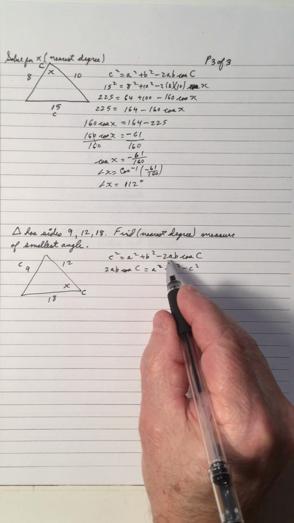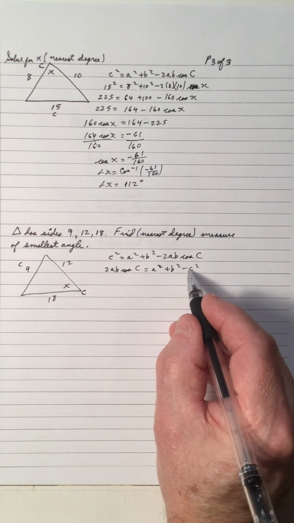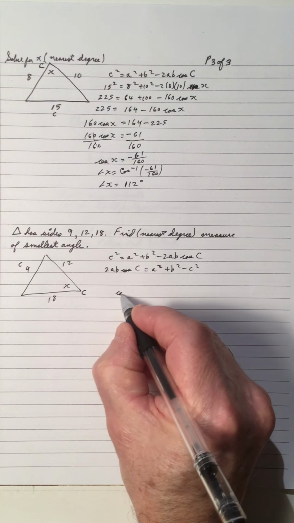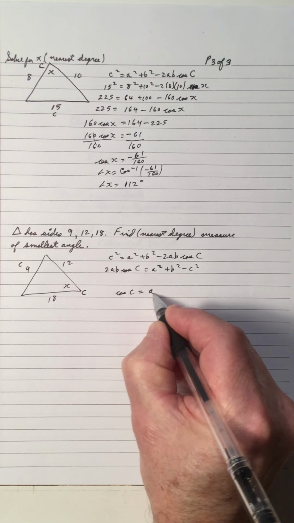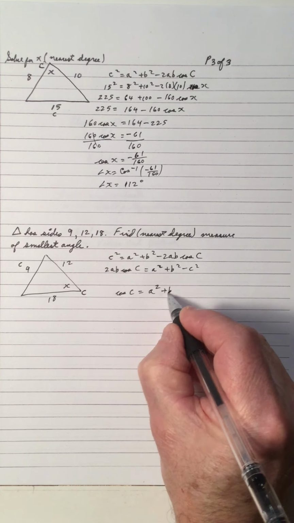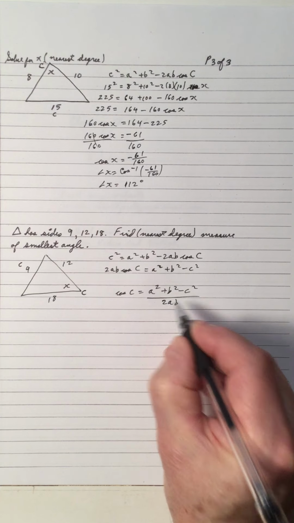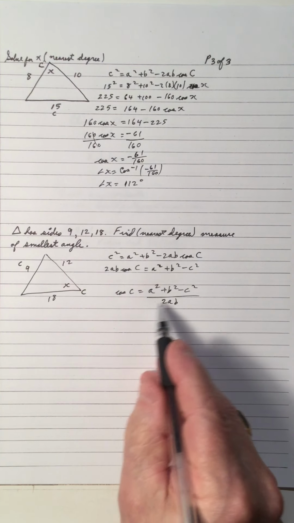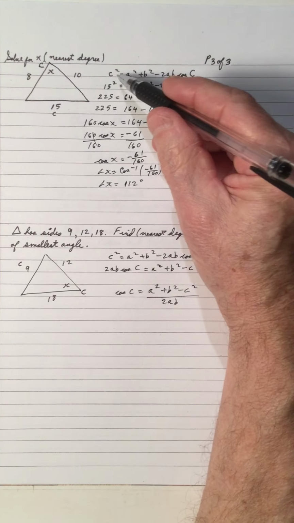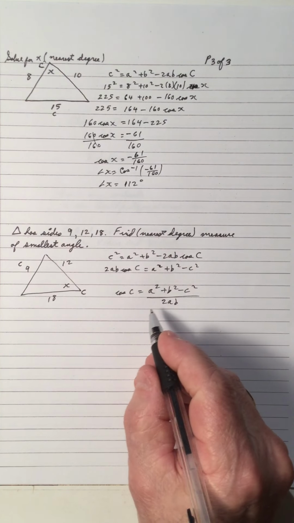So the minus 2ab cos C moved over to become positive. This c squared moved over here to become a minus. So that means that cos C is a squared plus b squared minus c squared all over 2ab. Very quick to solve this. So I always plug it into this and work it out. If you want to do it this way, it's your choice.